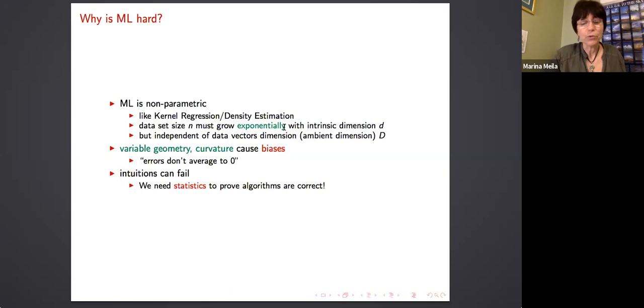So for dimension equal 2, that's not so bad. For dimension equal 4, it starts being difficult, and for dimension equal 10, it's scary, and perhaps we will never have enough data to estimate accurately a manifold of dimension 10.